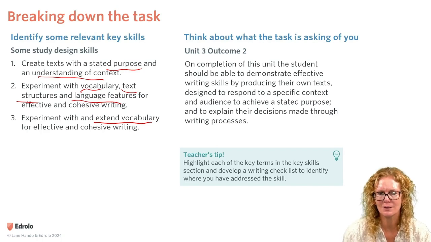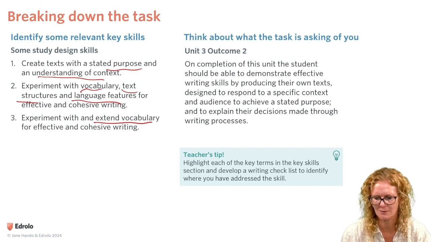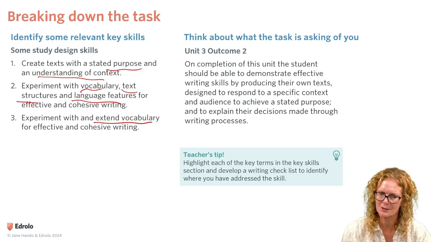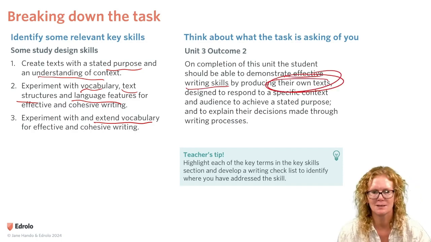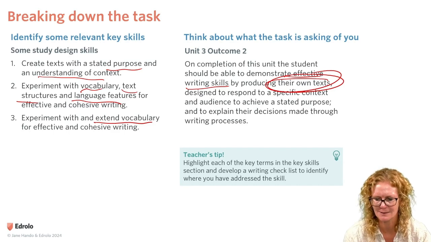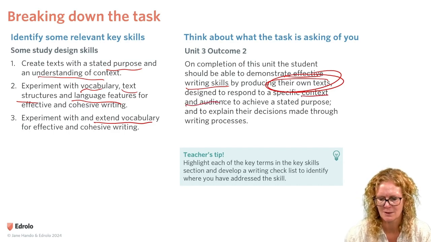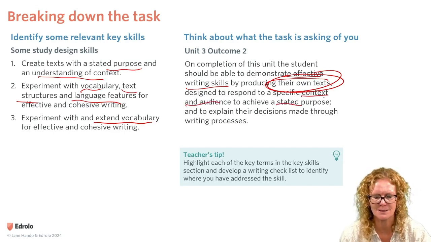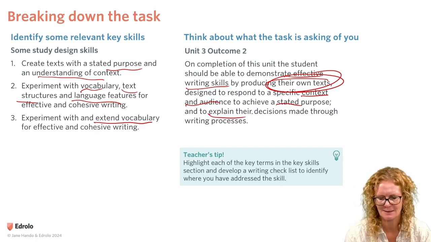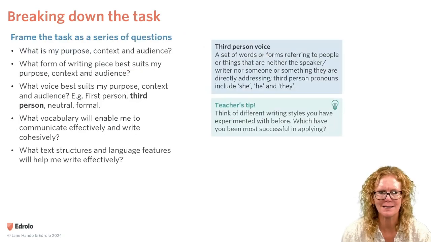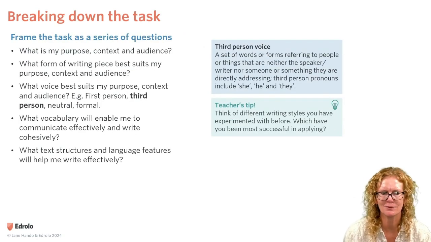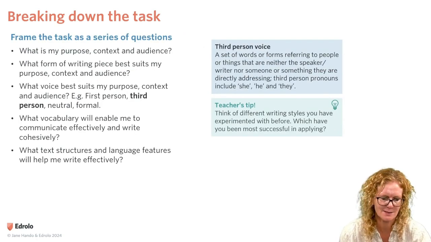So Unit 3, Outcome 2, think about what the task is asking of you. On completion of this unit, the student should be able to demonstrate effective writing skills by producing their own text designed to respond to a specific context and audience to achieve a stated purpose and to explain their decisions made through writing processes. Breaking down the task, it's really useful to frame the task as a series of questions.